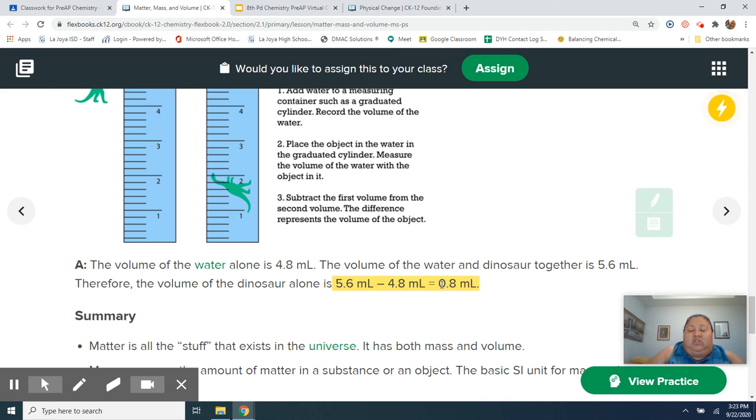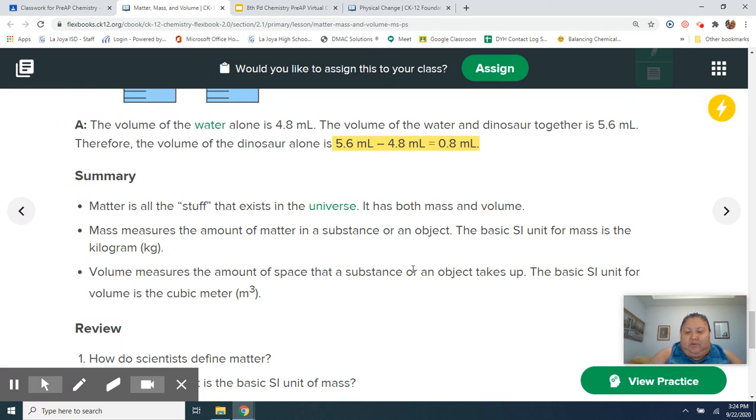Now that you have the volume, now that you have the mass, you can calculate density. And density is one way to identify what type of substance, what type of compound you have encountered or that you're using.